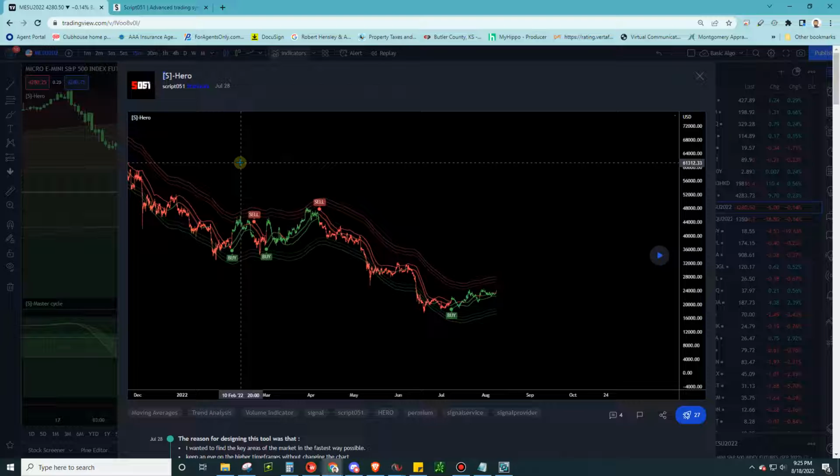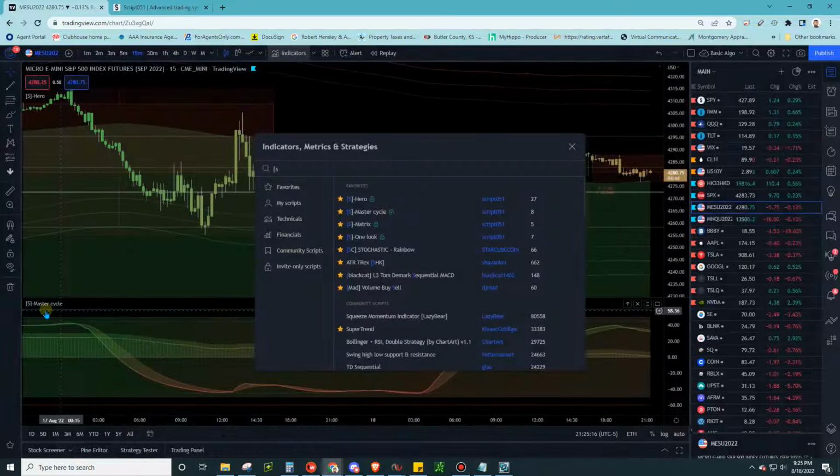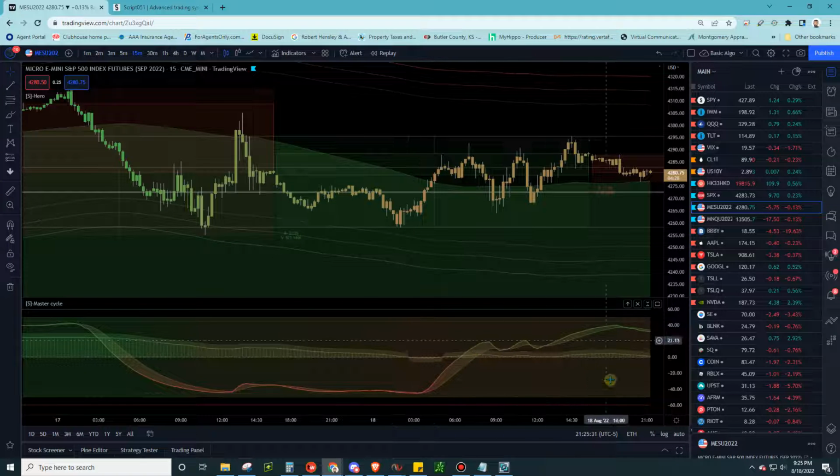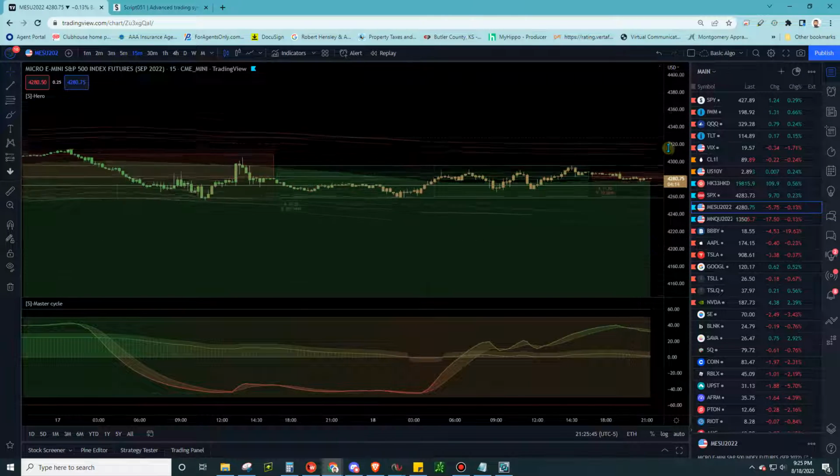I'm gonna highlight the other ones tomorrow, like this master cycle, and there's one that's called the matrix one look. I'm still trying to figure out how to use the one look. The matrix is pretty self-explanatory, and the master cycle fairly self-explanatory, and I'm going to show you that one as well. It's sort of an overbought, oversold. It's giving you the trend, and I like the coloring scheme because you can already tell just from looking at it. He did a really good job. You can already see the trend.